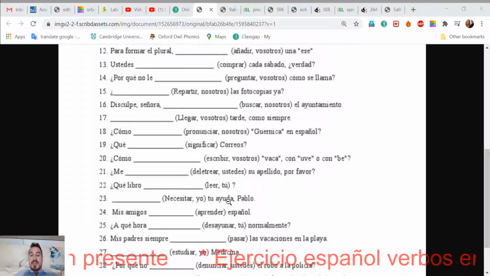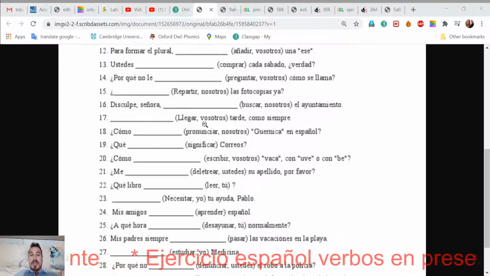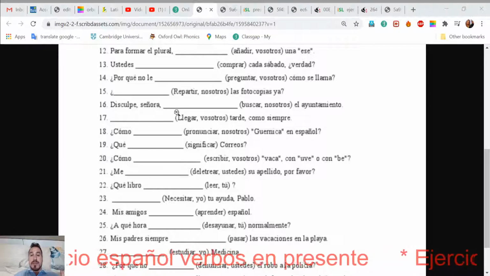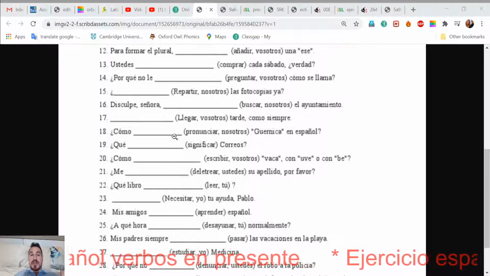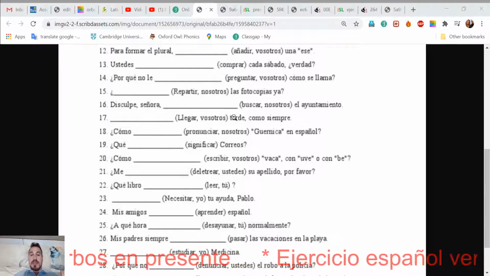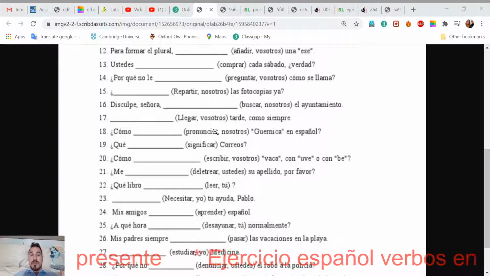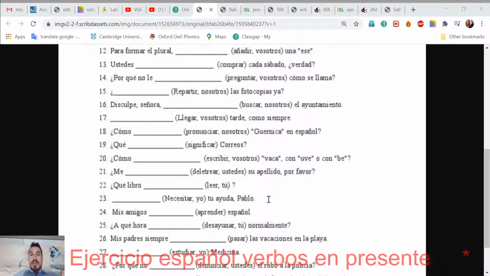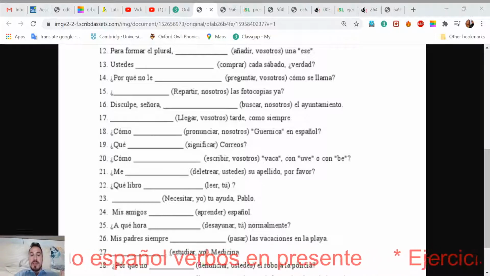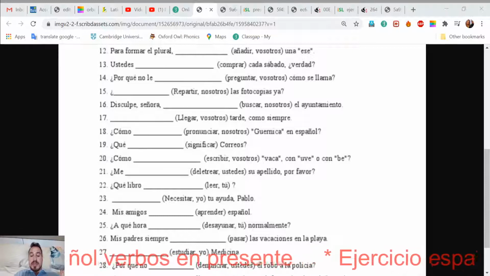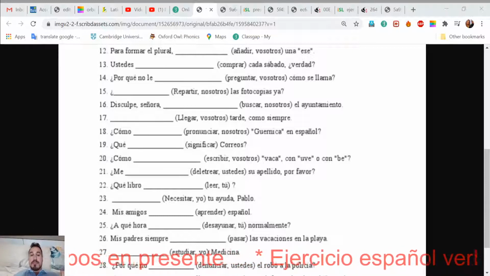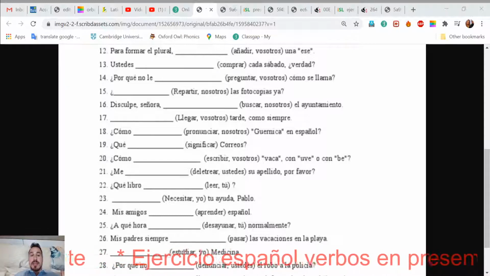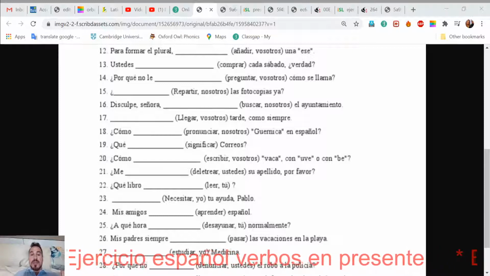17. So, llegar, double L is a different letter as well in Spanish. It's called elle. So, should be pronounced ya, right? So, tarde means late, like always. So, this is vosotros. So, with vosotros, you're always going to have an IS at the end. So, and this is an AR verb. So, llegáis. Llegáis tarde como siempre. So you always get late as usual.